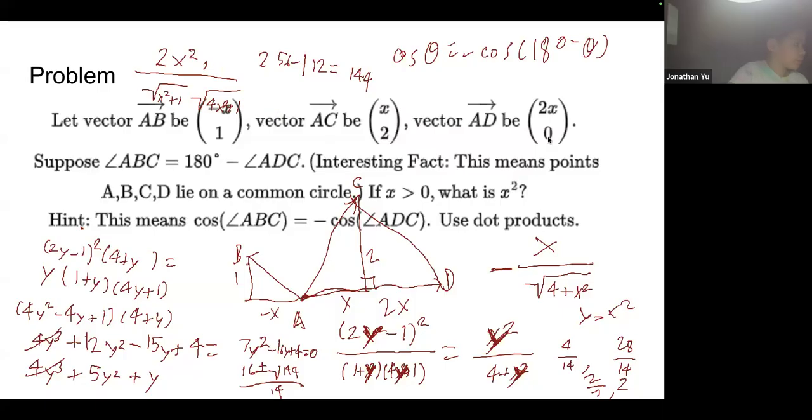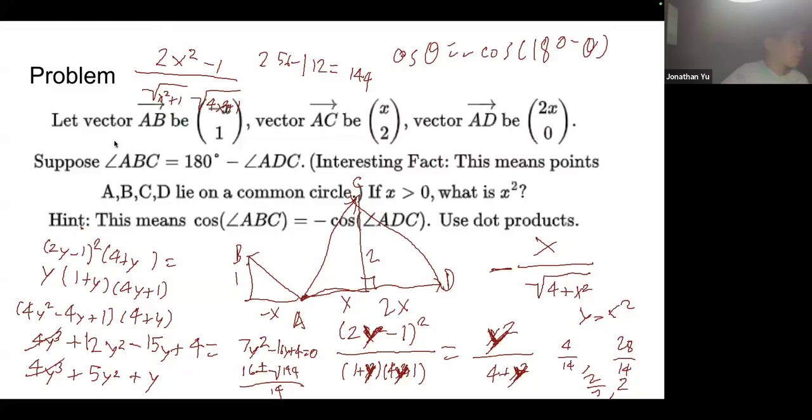Minus 1. So if we plug 2 back into this equation, then it will simplify to 7 over the square root of 5. If we plug 2 back in, oh wait, that was y.